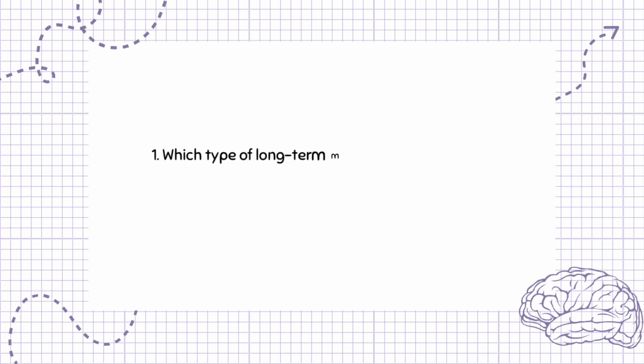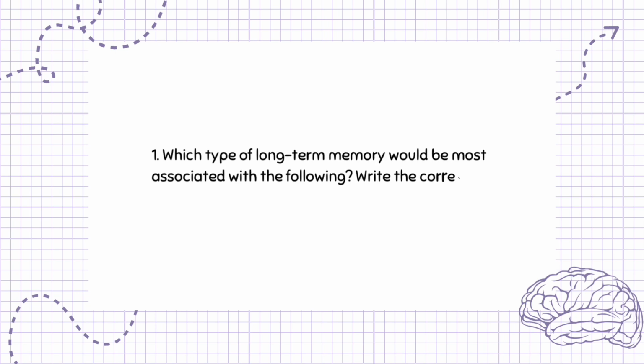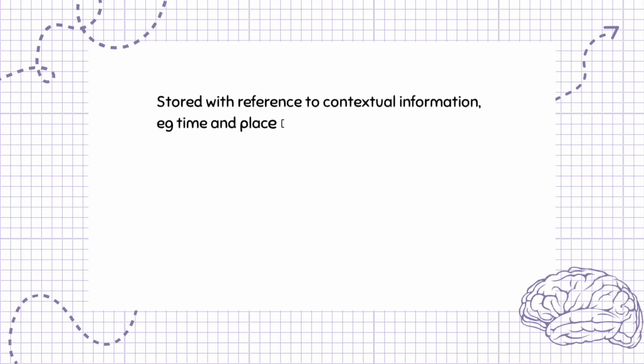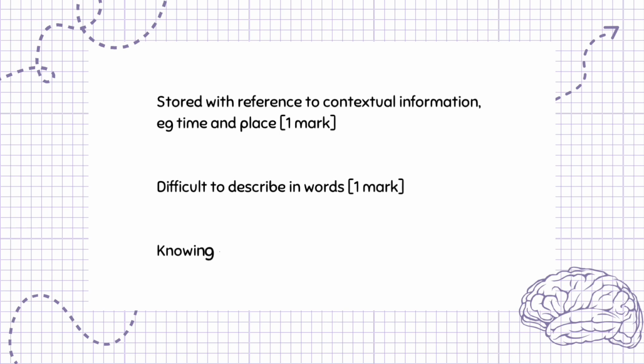Question 1. Which type of long-term memory would be most associated with the following? Write the correct type of long-term memory in the spaces provided. Stored with reference to contextual information, e.g. time and place, 1 mark. Difficult to describe in words, 1 mark. Knowing the meaning of a word, 1 mark.